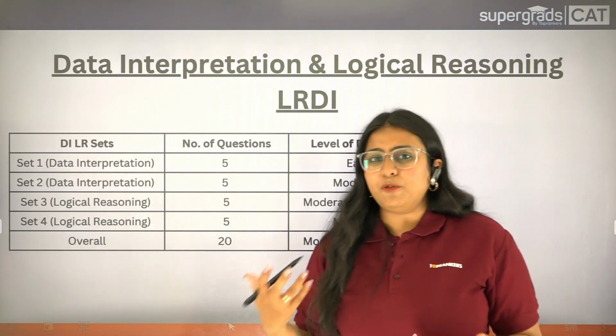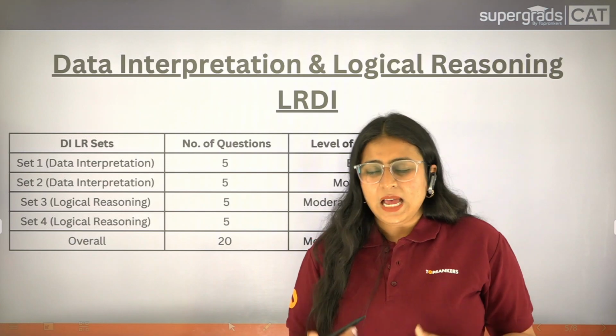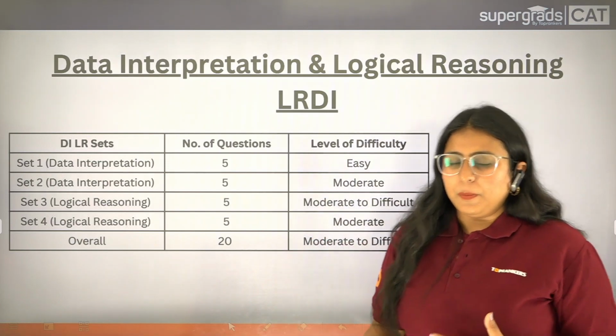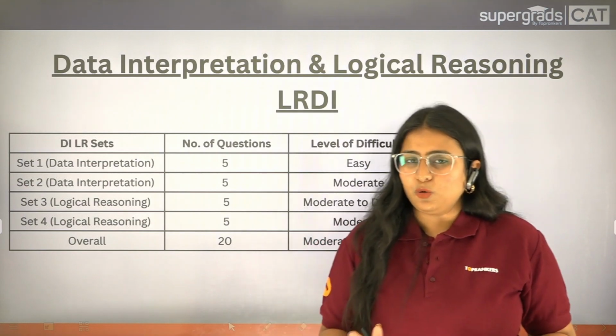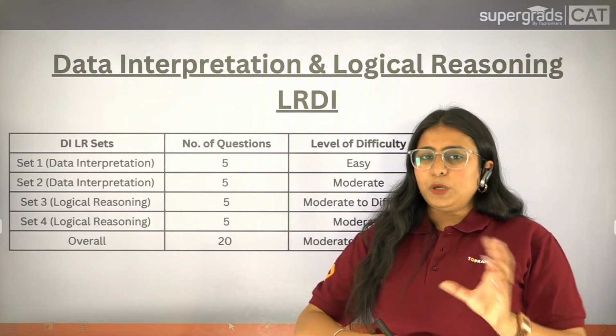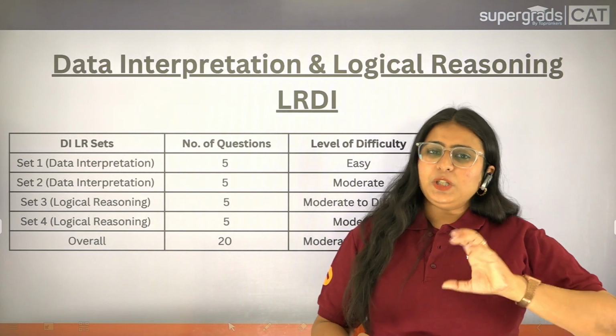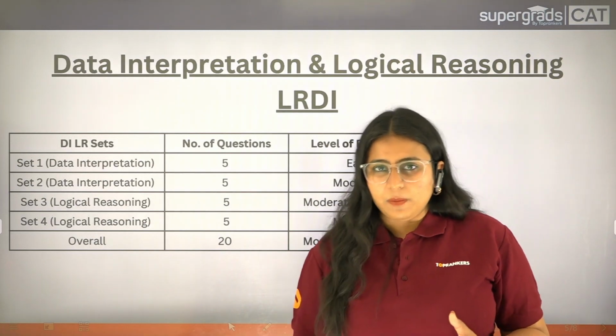Now, you might have 2 DI sets or 2 LR sets, depending on what the CAT paper pattern is again. But it's sure that you get 2 DI and 2 LR sets over here. Now, the number of questions might change. किसी set में 4 questions भी हो सकते हैं, किसी में 6 भी हो सकते हैं.